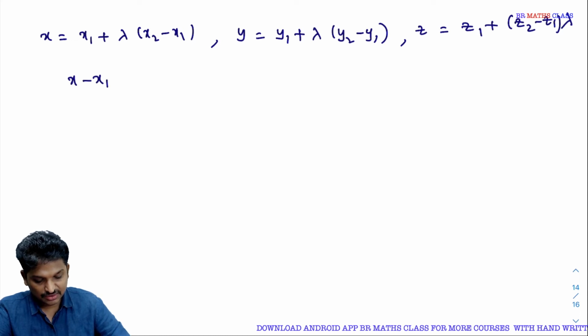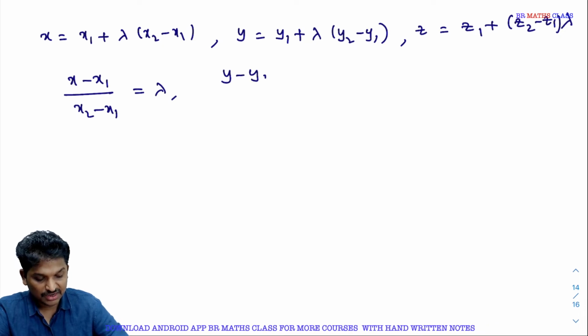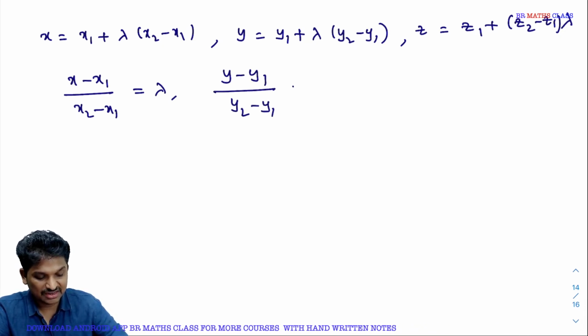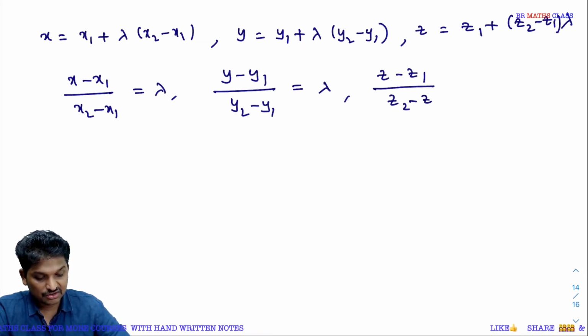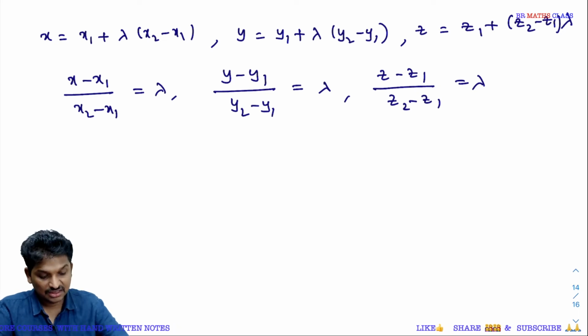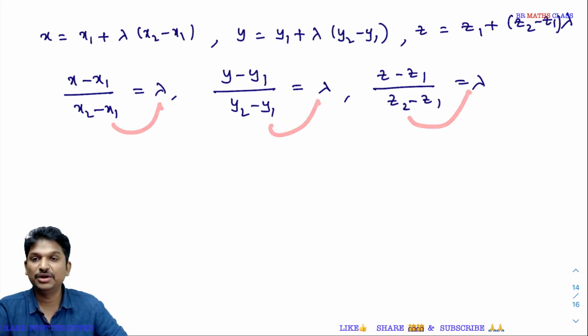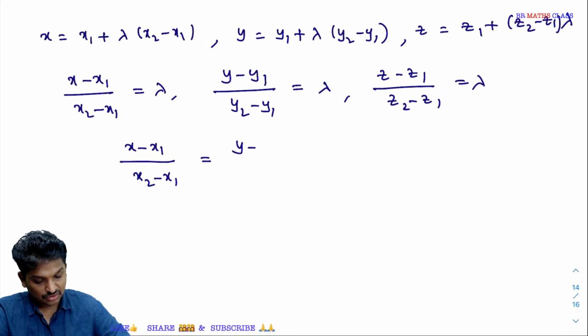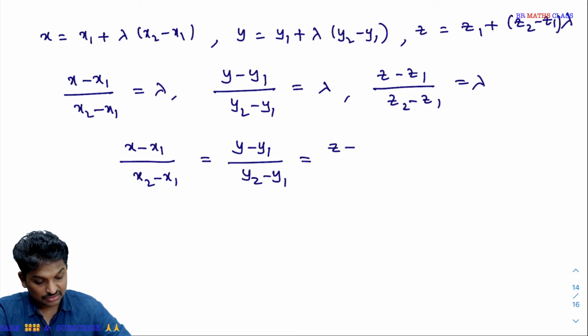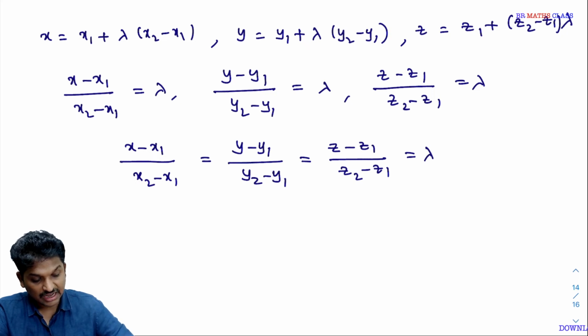(x minus x1) divided by (x2 minus x1) equal to lambda, (y minus y1) divided by (y2 minus y1) equal to lambda, (z minus z1) divided by (z2 minus z1) equal to lambda. See, this is lambda, this is lambda, this is also lambda. So what you will get here? You will get (x minus x1) divided by (x2 minus x1) equal to (y minus y1) divided by (y2 minus y1) equal to (z minus z1) divided by (z2 minus z1) equal to lambda.